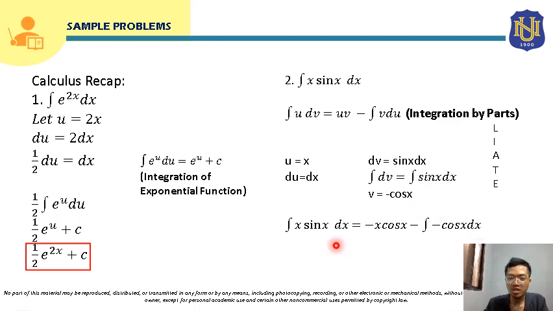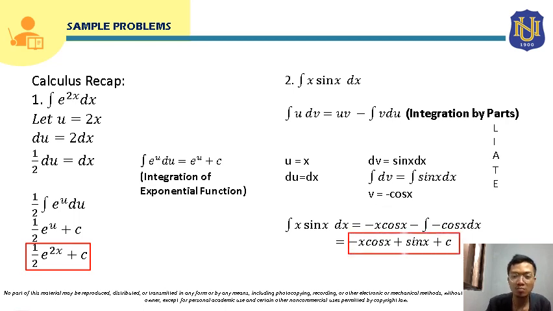Okay, so from here, now we can simplify this further. So negative x cosine x plus integral of cosine x dx, that is actually sine x plus c. So from here, now, this is already the answer for the integral of x sine x dx. This is equal to negative x cosine x plus sine x plus c. So this will now be the answer.